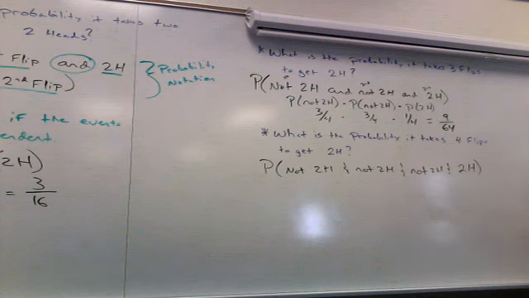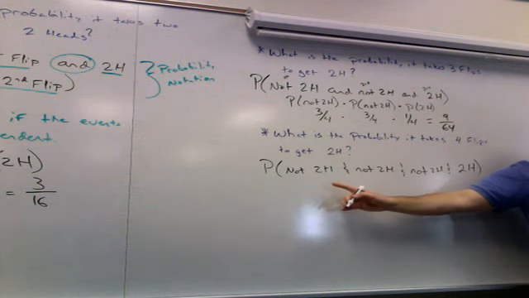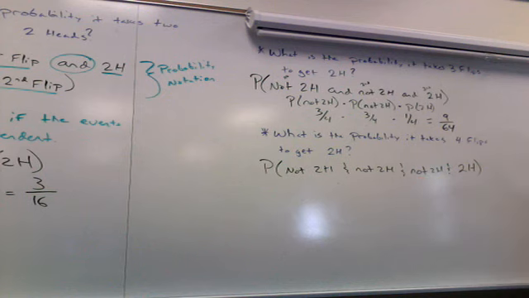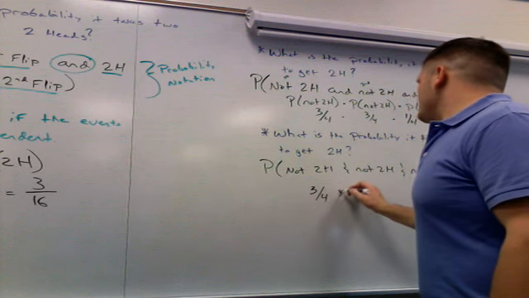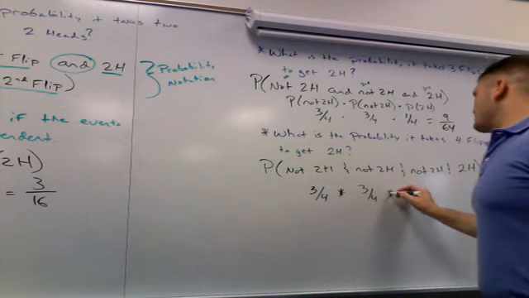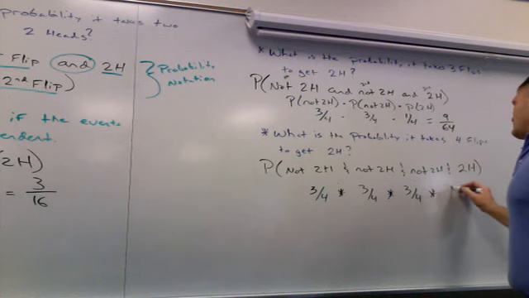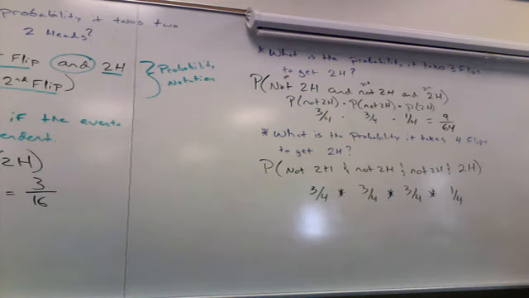Okay. So how many times do I have to use 3/4? 3. Right? How many times do I use 1/4? Once. So 3/4 times 3/4 times 3/4 times 1/4. Does that make sense? Now, as you punch that in, I want you to think, what is repeated multiplication? How can I rewrite repeated multiplication? Exponents. Okay?